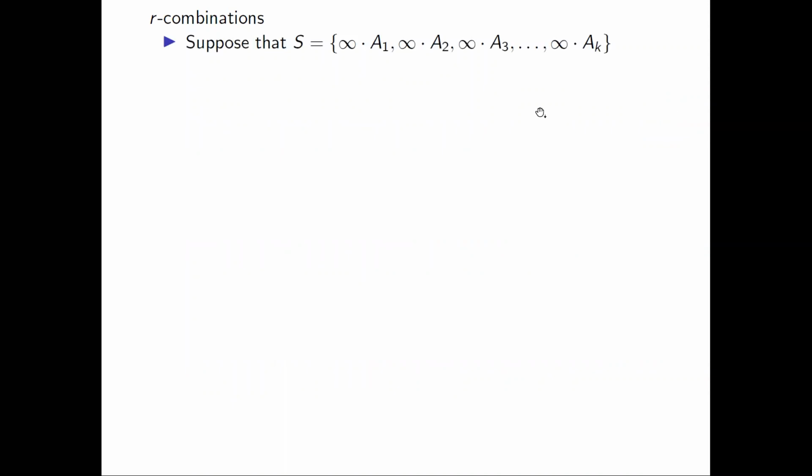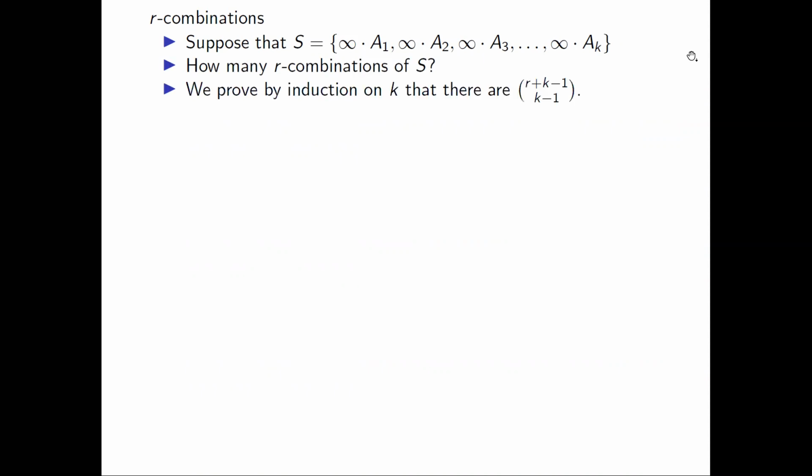So next slide, we'll consider the general version of this problem. We have this multiset S, and the number of distinct letters is k this time. So we have a sub 1, a sub 2, a sub 3, all the way up to a sub k, and we have infinitely many copies of each letter. So the question is, how many r-combinations do we have of S?